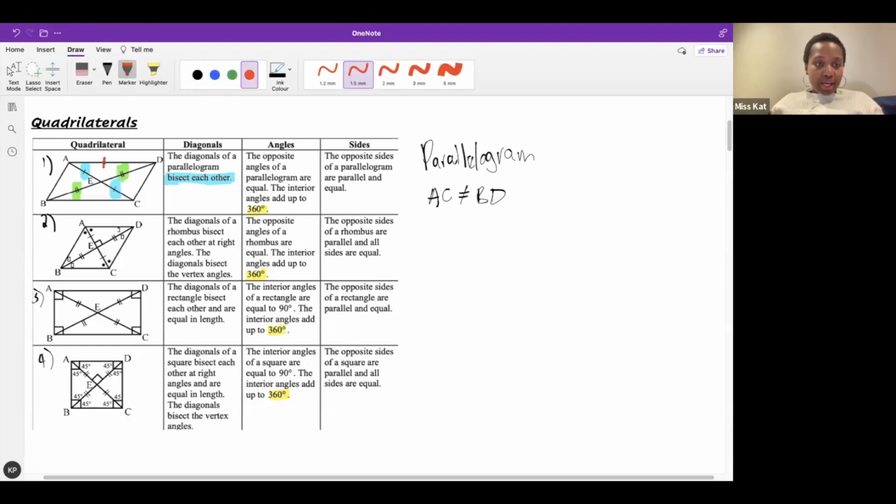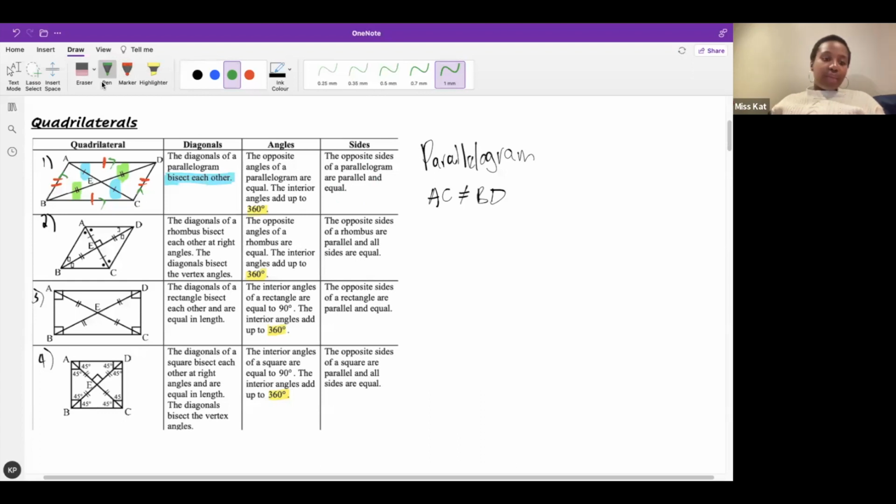Okay, so the opposite sides of a parallelogram are equal. That means side AD is equal to side BC, and side DC is equal to AB. So the opposite sides are equal and parallel. So there we go.